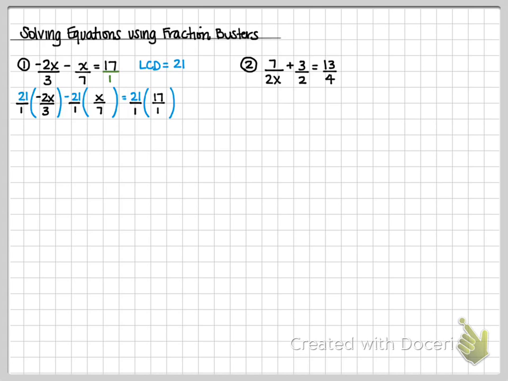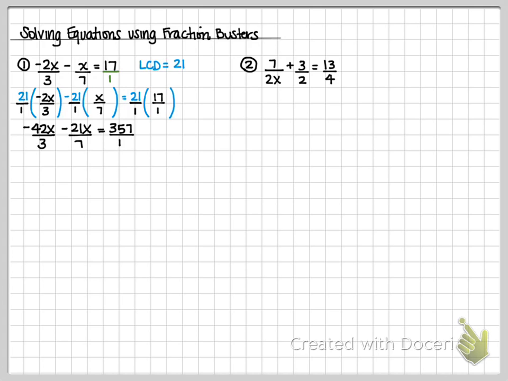So I would multiply the positive 21 and the negative 2x, and that's going to give me negative 42x over 3. Likewise, multiply the second fraction as well. That's going to give me negative 21x over 7. And then this last one's going to be a little bit larger. If I multiply the 21 and the 17, I get a large number, 357. And I'll just go ahead and keep the 1s as well.